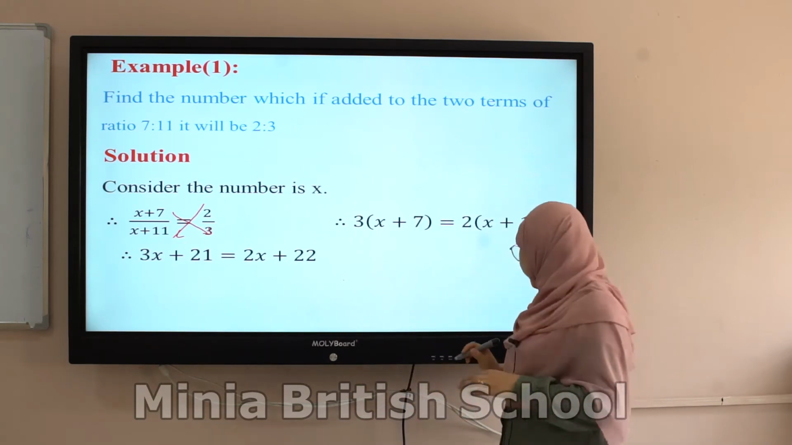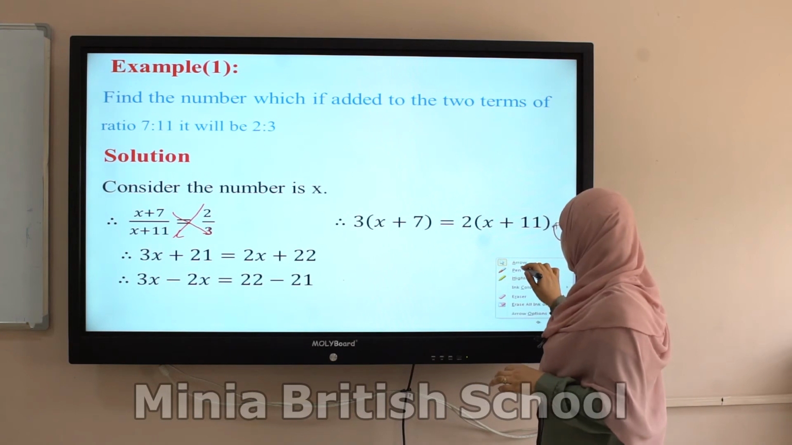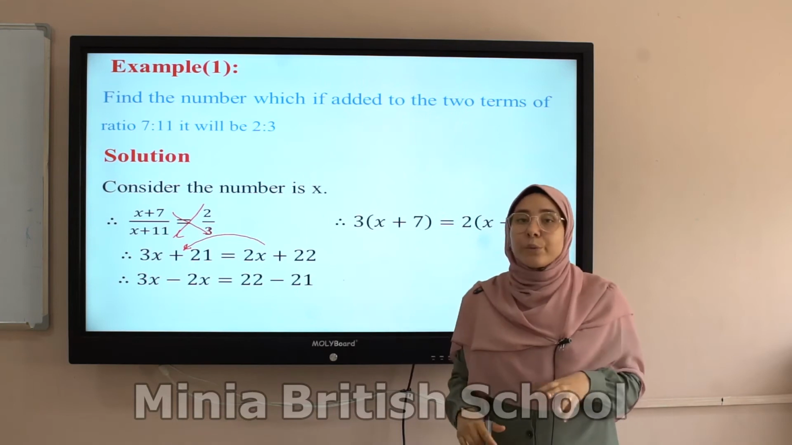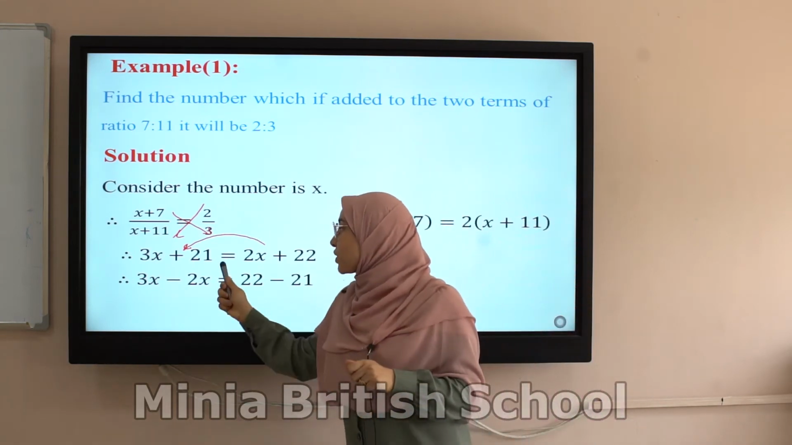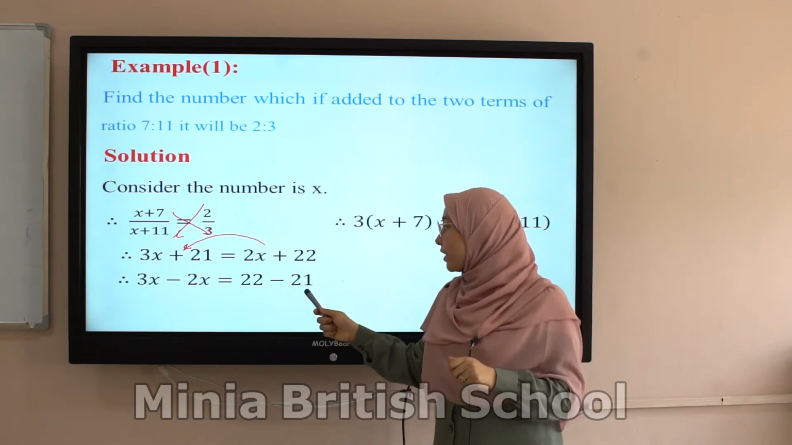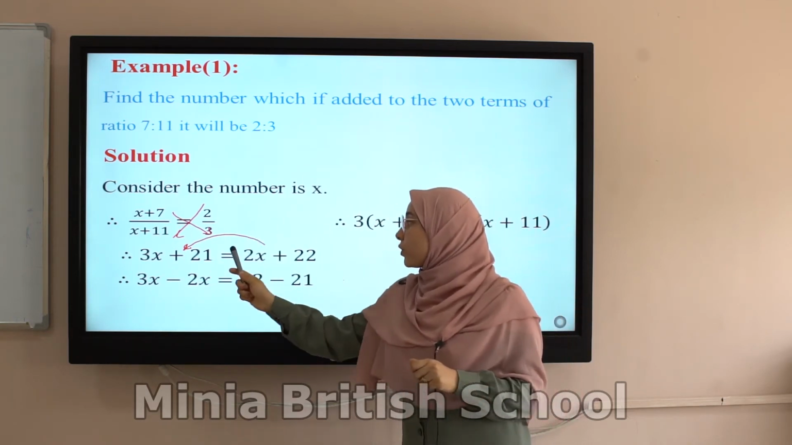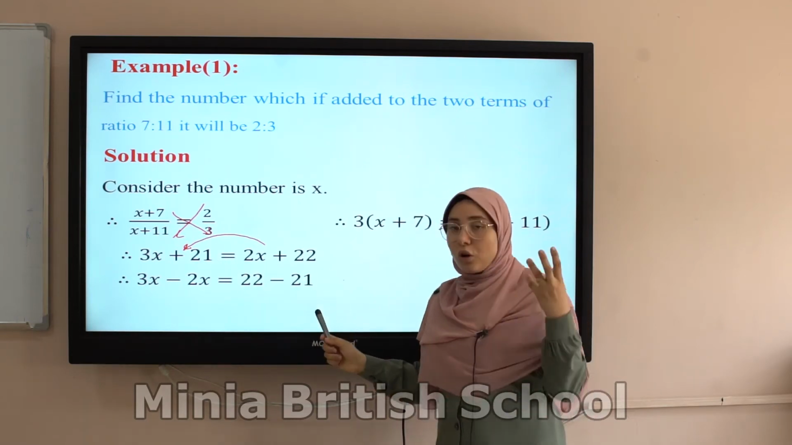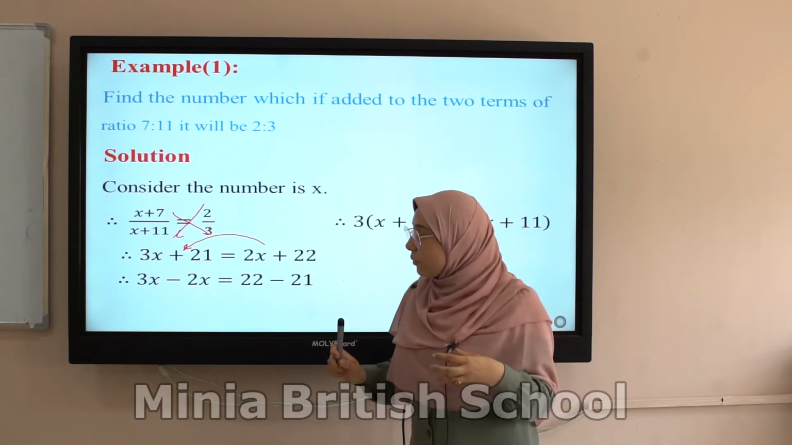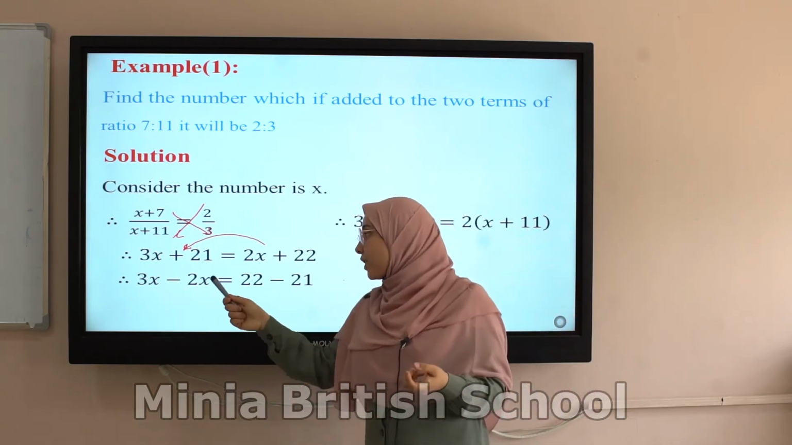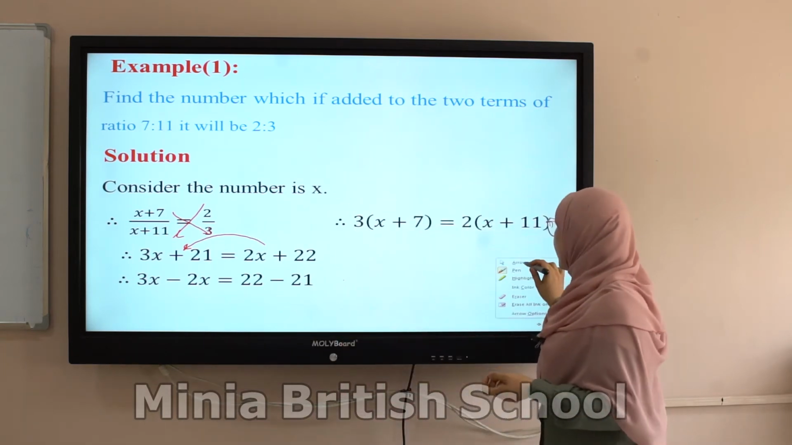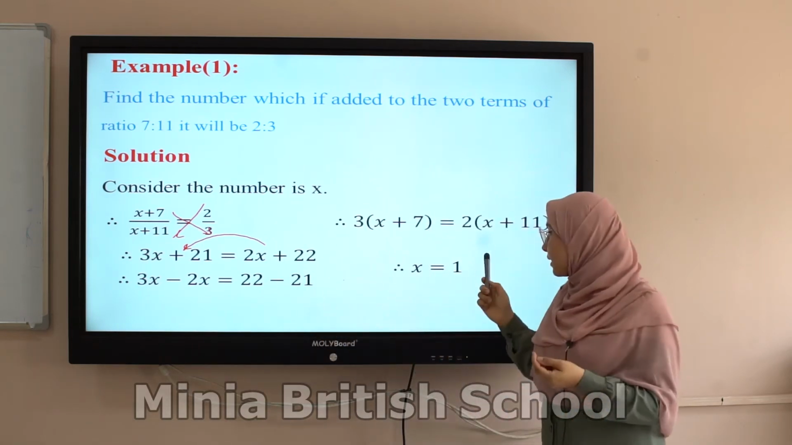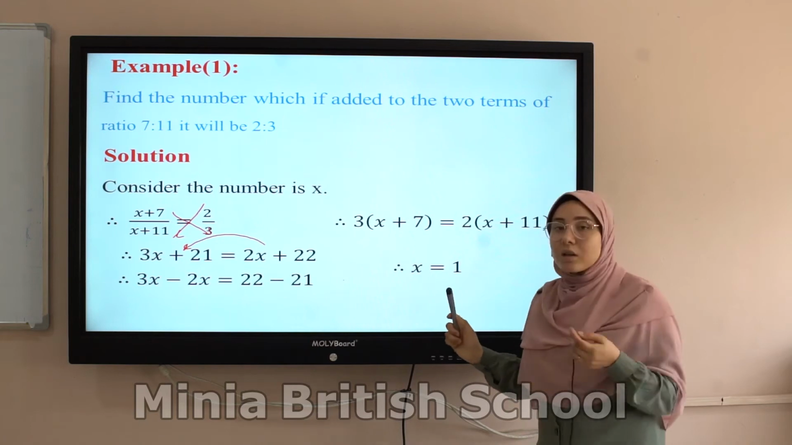Okay, we can move 2x to the other side with the opposite sign. So 3x minus 2x equals 22 minus 21. I move 21 to the second side with the opposite sign. Then we can simplify it: 3x minus 2x equals x, and 22 minus 21 equals 1. So the number x equals 1.